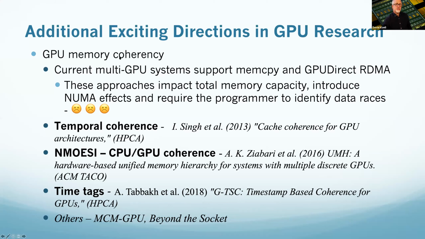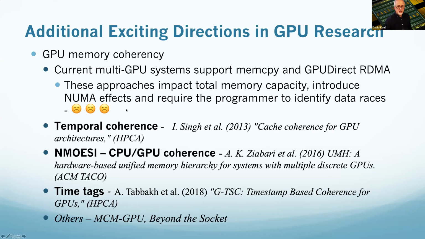So, GPU memory coherency. This is an area that my team is currently looking at and doing a lot of work on. Current multi-GPU systems support memcopy and GPU Direct RDMA, as we saw in our simulation, but the approaches impact how much memory capacity we have, and we get NUMA effects, non-uniform memory access effects. So basically, remote accesses are very slow, and they require the programmer to identify data races. All these are bad things.